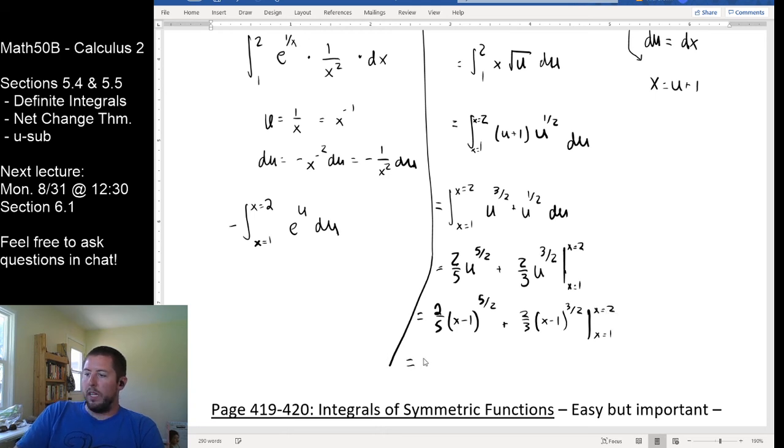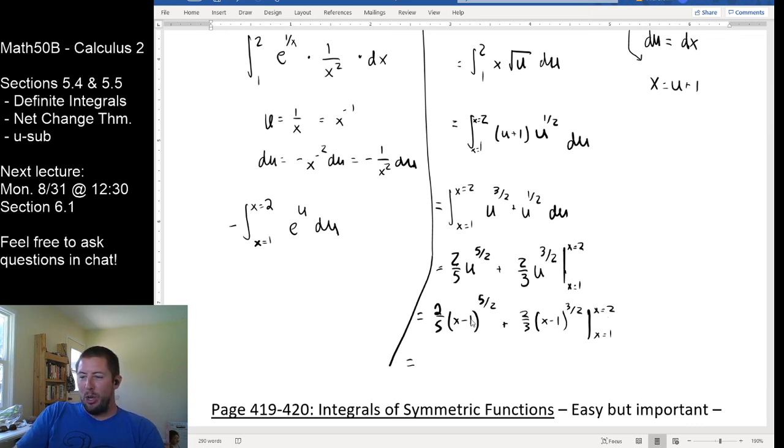Now, the book picked some really nice numbers for us here. You should notice that when we plug in x equals 1, we get 0 for the whole thing. So when I evaluate this from my upper bound minus my lower bound, the lower bound is just 0. So I'm going to go ahead and again discard it. Again, notice the book is setting us up with something really nice right here.